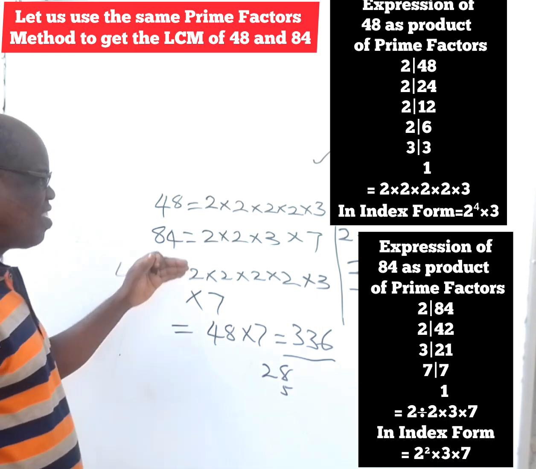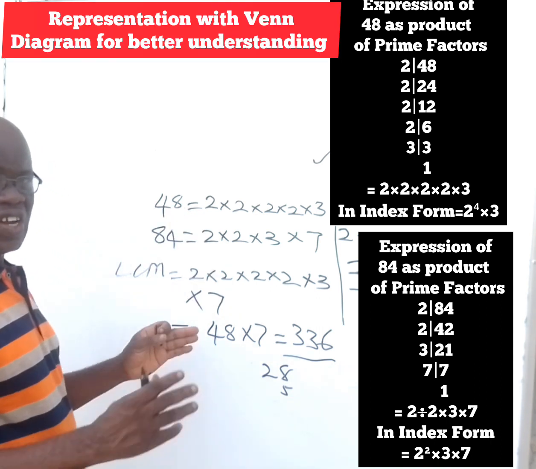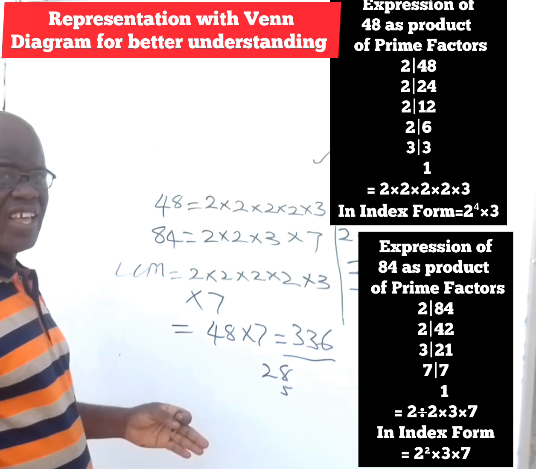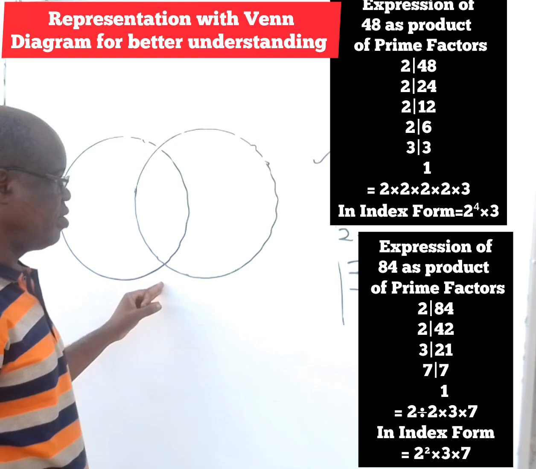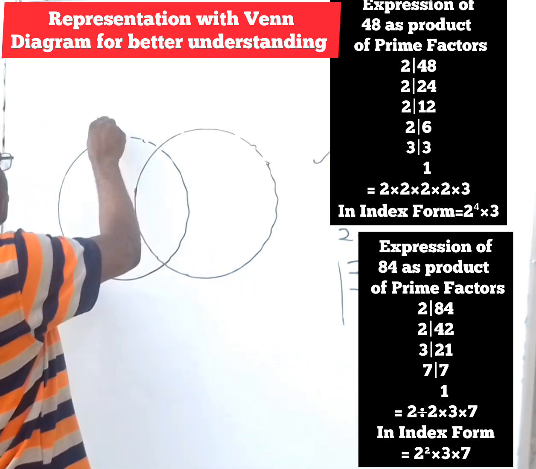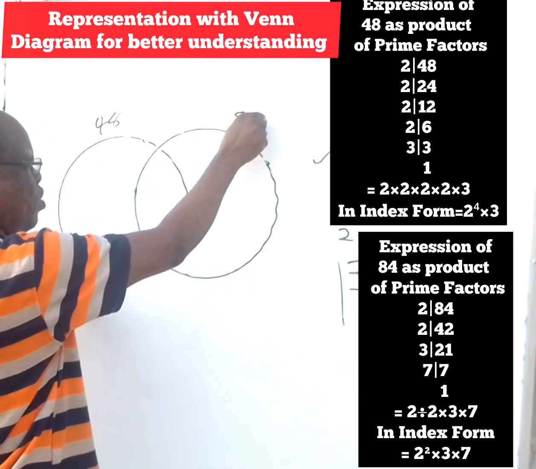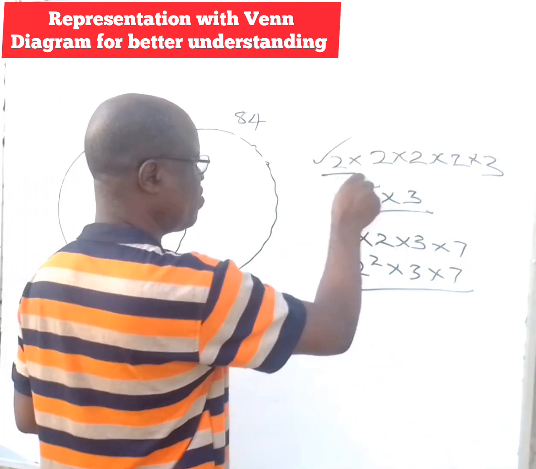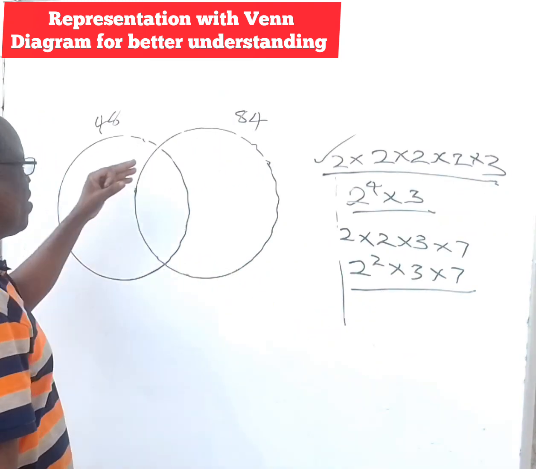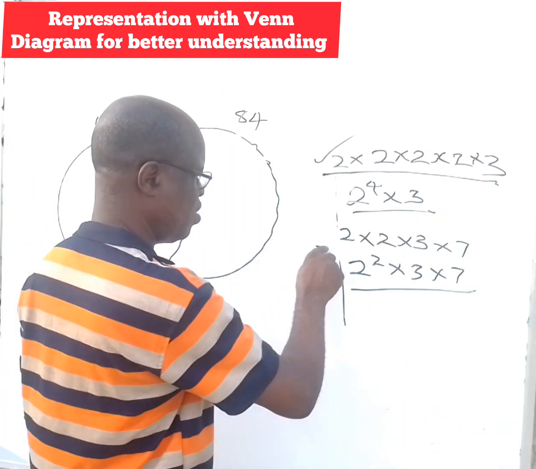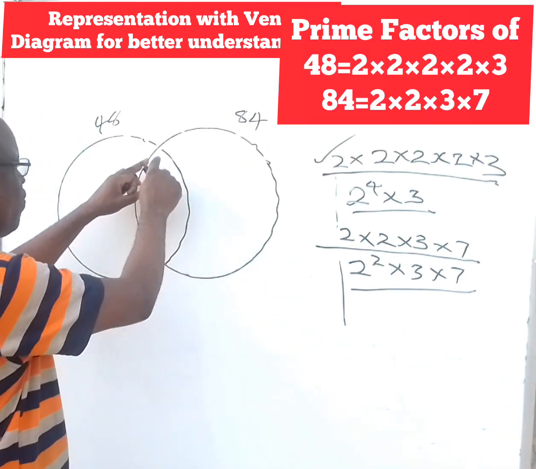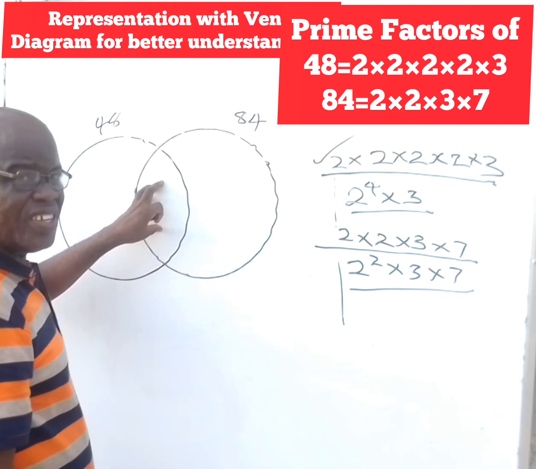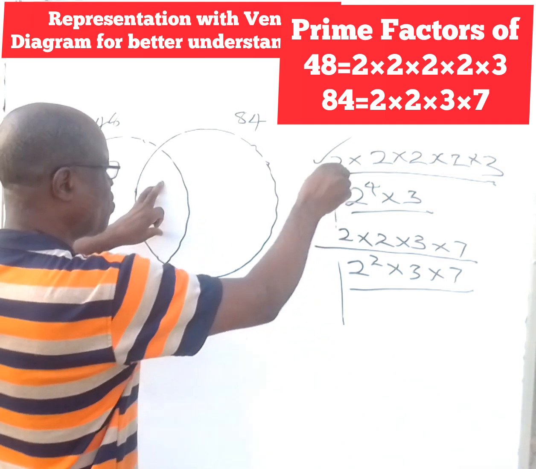Now we want to represent this with a Venn diagram for clarity, so that you can see the difference between HCF and LCM. Here we have a big circle. This one is 48, and this one is 84. So you express 48 as a product of prime factors, which is this one. So you express 84 as a product of prime factors, which is this one. Then where you have the overlapping, that is where this circle and this circle intersect, is where you have the HCF.